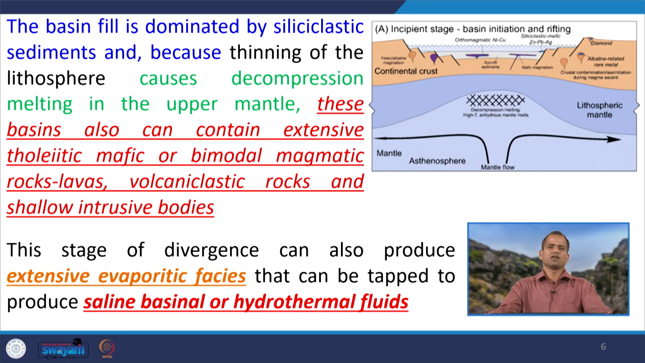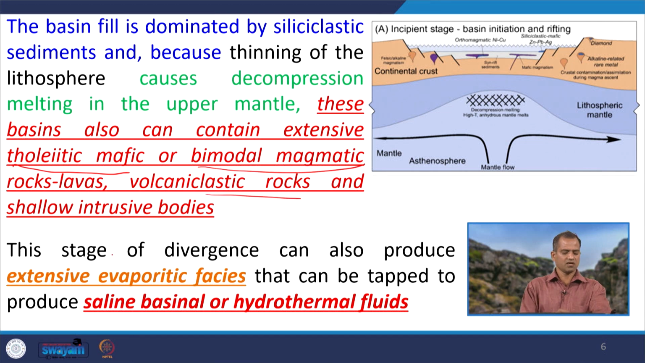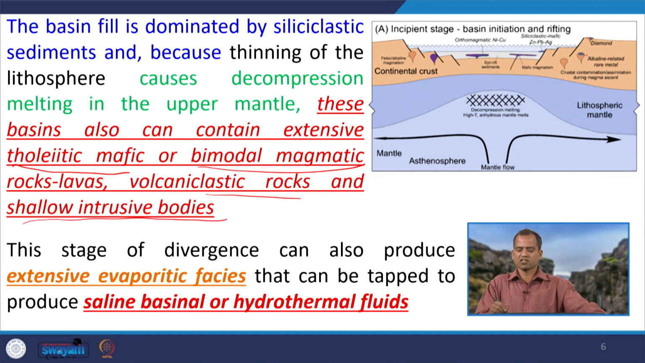So, the basin fill is dominated by siliciclastic sediment, and because thinning of the lithosphere causes decompressional melting in the upper mantle, which we have already discussed, these basins can also contain extensive tholeiitic mafic or bimodal magmatic rocks and lavas, volcaniclastic rocks, and shallow intrusive bodies. That can be well explained here in this figure.